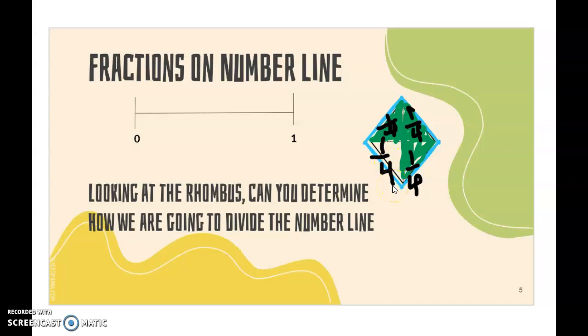So now if I want to know what fractional part of my rhombus has been shaded, I can see that out of the 4 parts of my rhombus, only 3 are shaded. So the fractional part that represents the shaded area of my rhombus is 3/4.